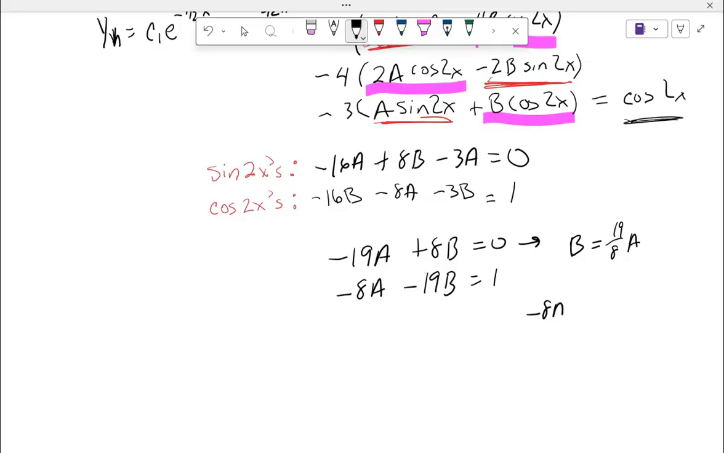We've got a negative 8a minus 19 times, for heaven's sake, 19 times 19 over 8a equals 1. 19 times 19 is 361. Add an 8, so you get what? 369 over 8. Assuming I did my arithmetic correctly. 19 squared should be 361 and add an 8.